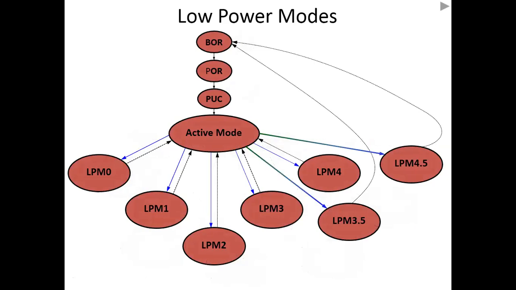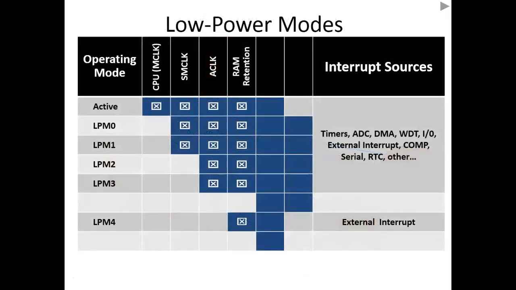And other than that, there are two intermediate low power modes applicable for the latest versions of MSP430, called LPM 3.5 and LPM 4.5, that you can observe in this diagram.